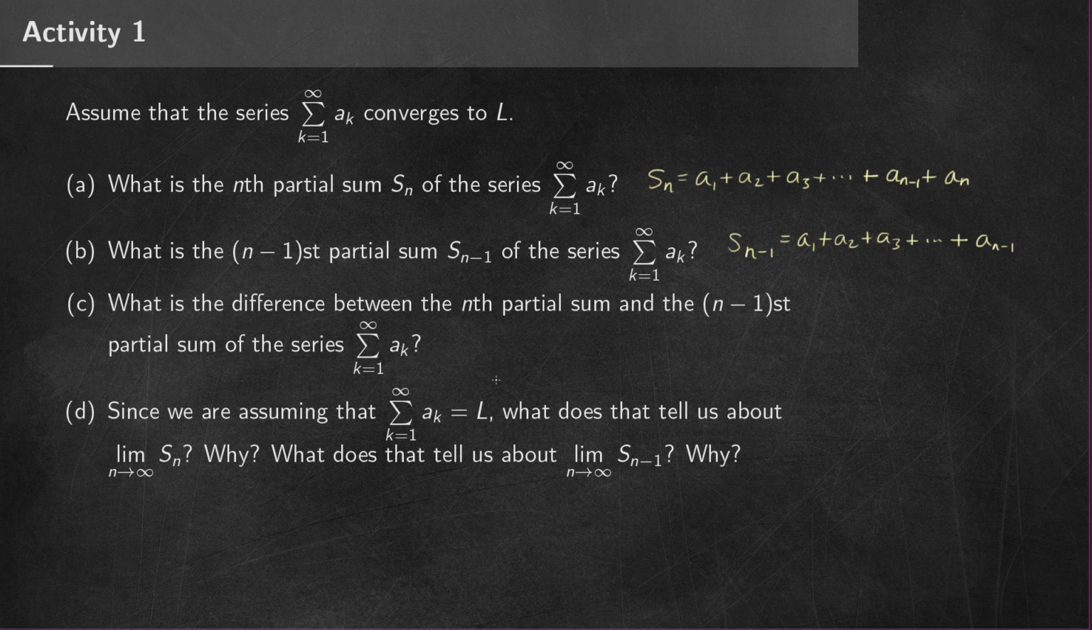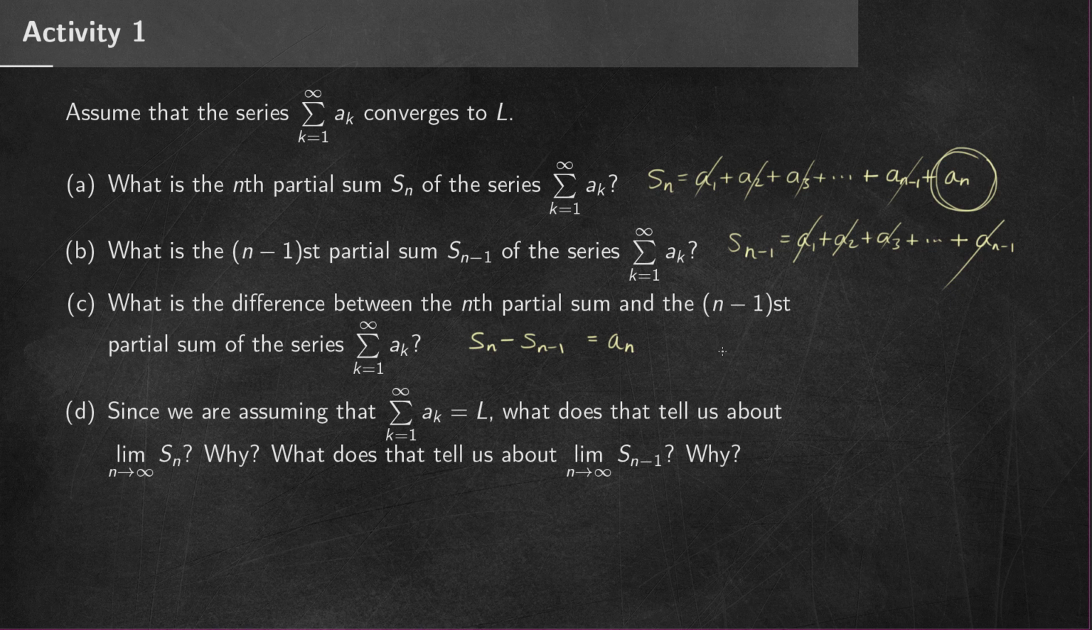Part C, what is the difference between the nth partial sum and the n minus first partial sum? The difference, so we're going to subtract. We're going to look at what is s sub n minus s sub n minus 1. Well, here if I'm subtracting, I have a1 minus a1, and then a2 minus a2, a3 minus a3, and so on, all the way up to a sub n minus 1 minus a sub n minus 1. All we're going to have left is this last term here. So that's just going to equal a sub n, the nth term.